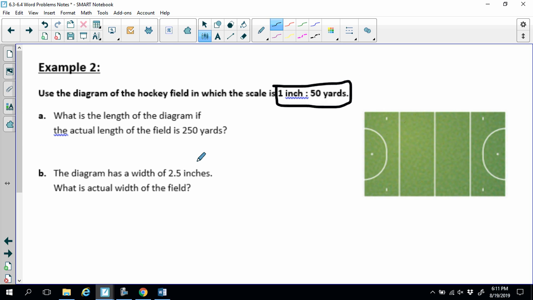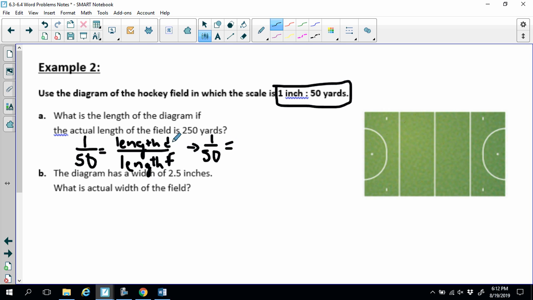So we are going to have 1 over 50, and that's going to equal the length of the diagram, which is what we're trying to find. I'll put D for diagram, and then length of the field, so I'll put F for that. So length, F. So doing this, we still have the 1 over 50 because we are just using that as our scale factor here. So that's already given, so that's nice. And I just changed that ratio into a fraction. And you learned this in section 6.1.